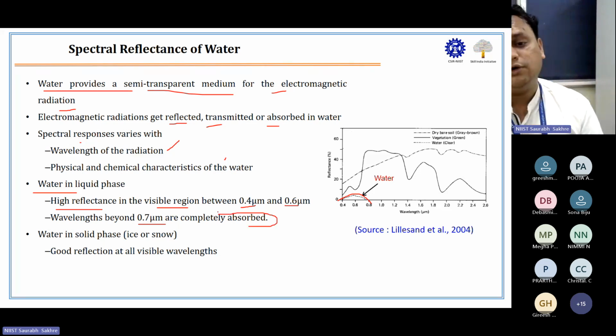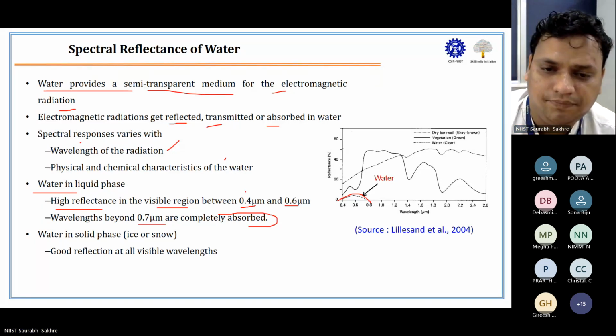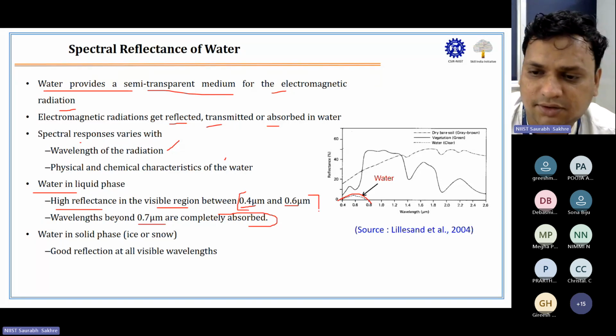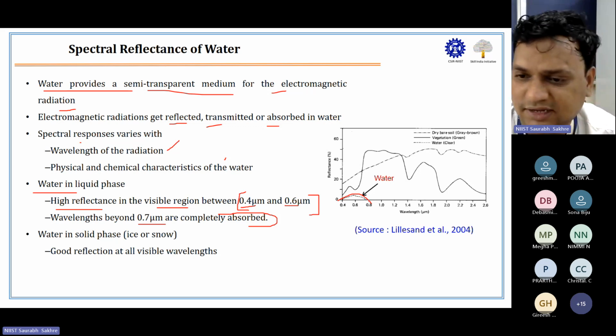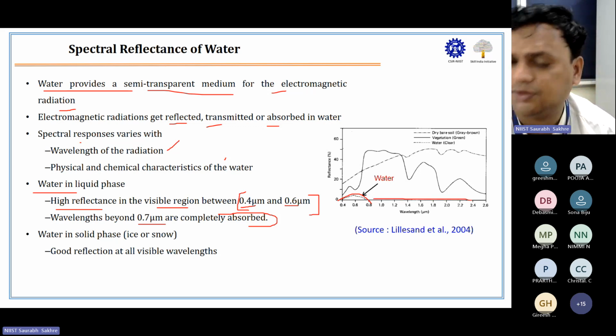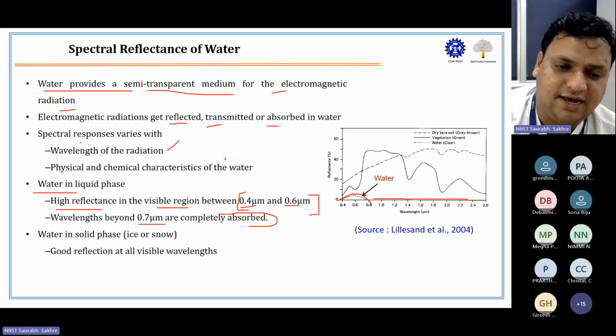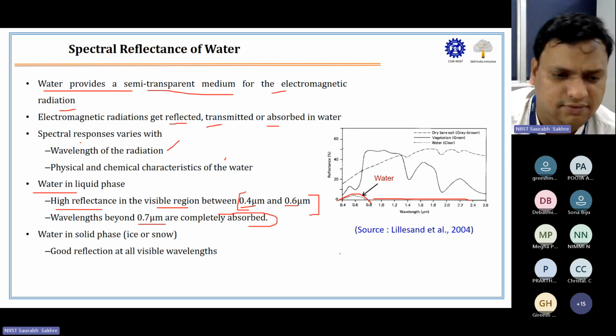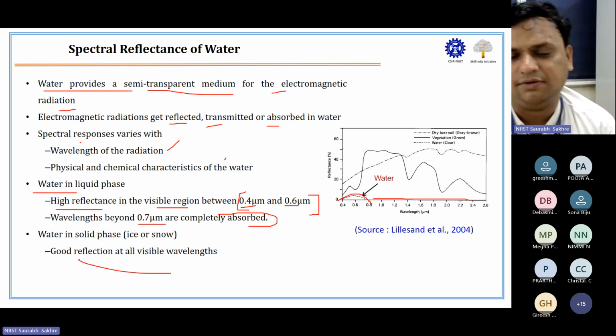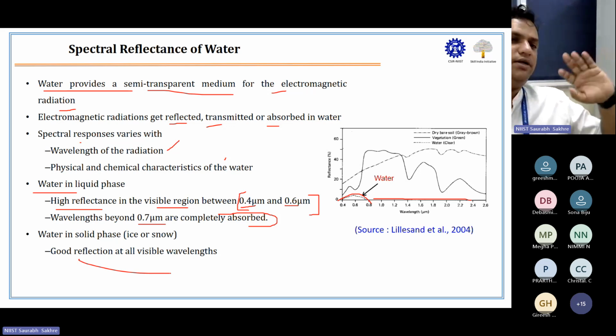So if you wish to see the water bodies in an area, you have to have spectral bands between 0.4 micrometer and 0.6 micrometer. Then only you will be able to see. Otherwise, afterward, it will be completely absorbed. You will not be able to see anything. And if it is ice, that means it is solid and it will have all good reflections in all visible wavelength. You can very well see it is not liquid.